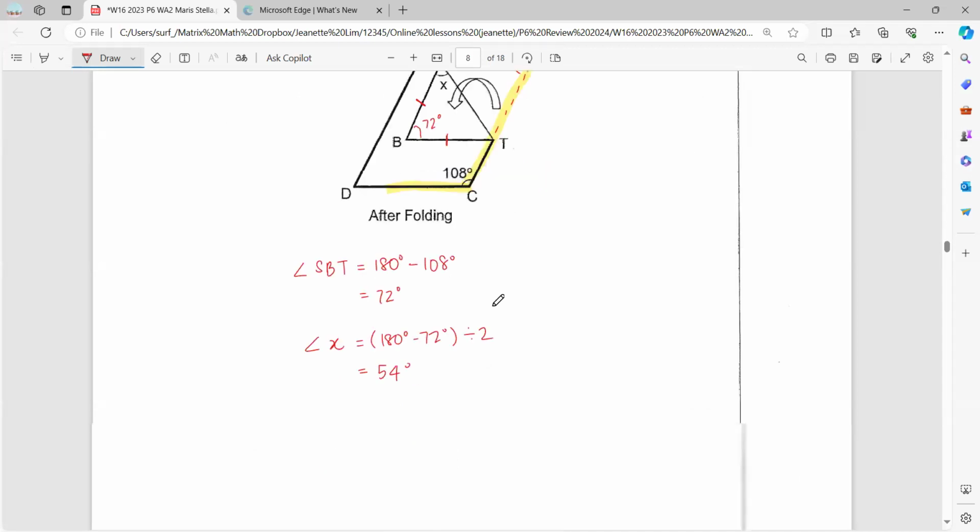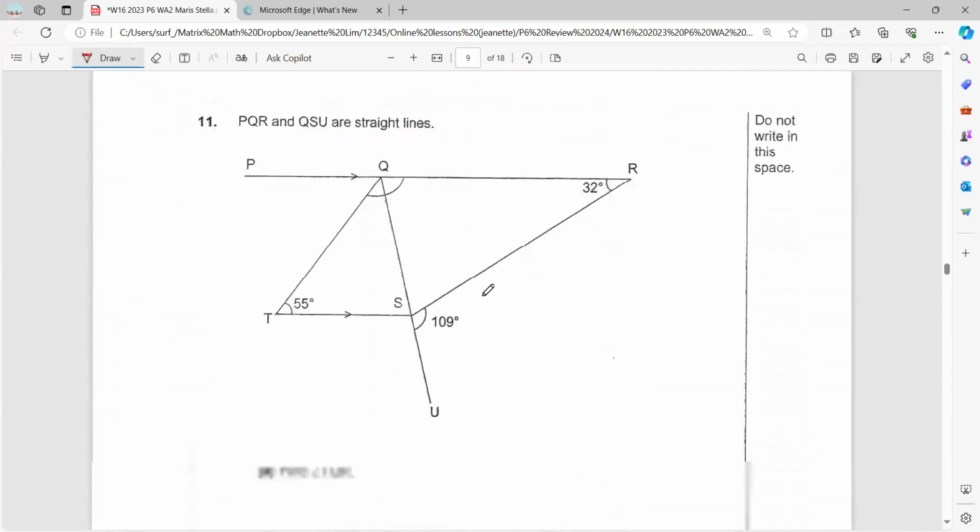Okay, question number 11. PQR and QSU are straight lines. Find the angle TQR, which is this angle marked out here.